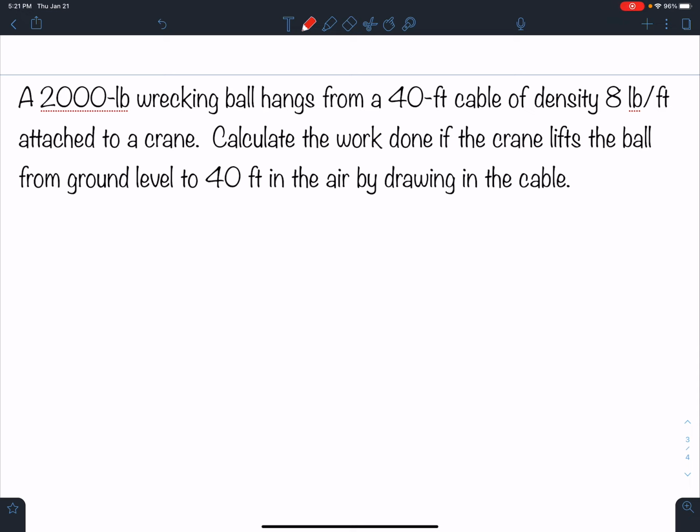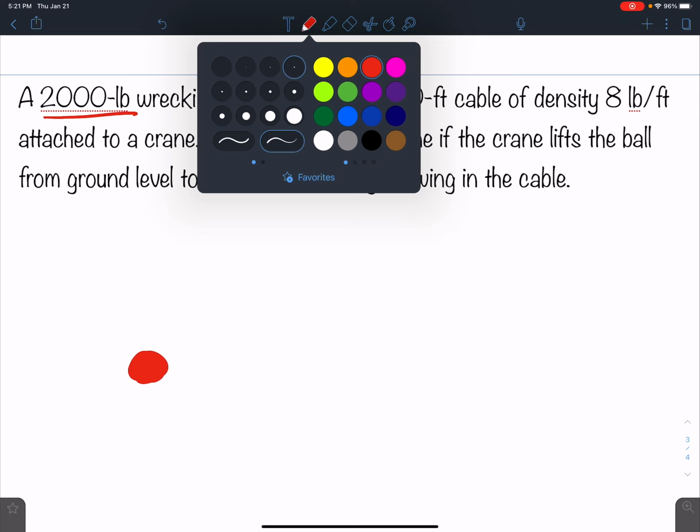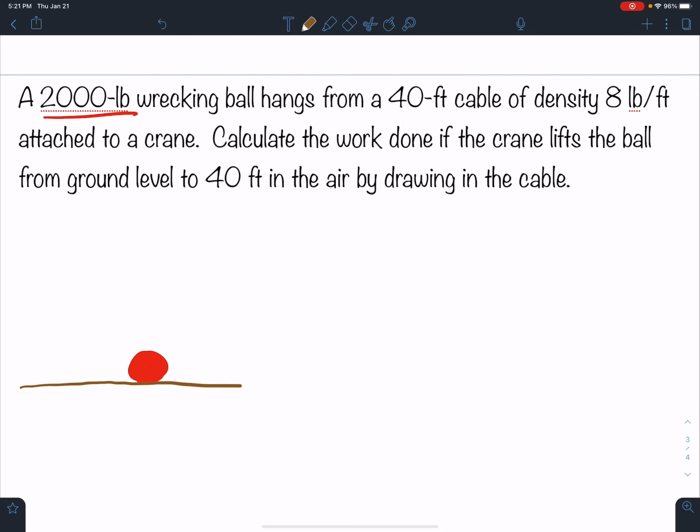So I've got a 2,000 pound wrecking ball. I've got this big old wrecking ball sitting on the ground, and I've got this crane. I'll do the best I can to draw this crane. Then we've got a little guy sitting up here, a little part of this. Look, he's happy, operating his little crane.